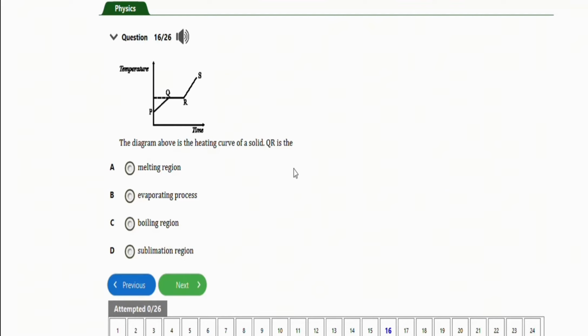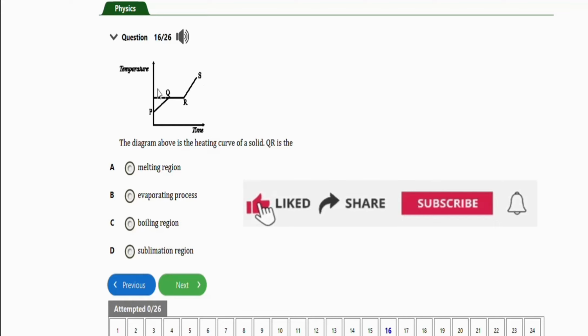The correct option here is A, which is melting region. So this QR indicates melting region. Alright, the next question is this one.